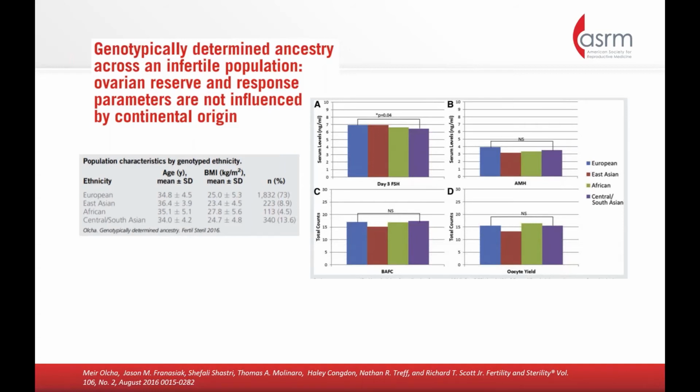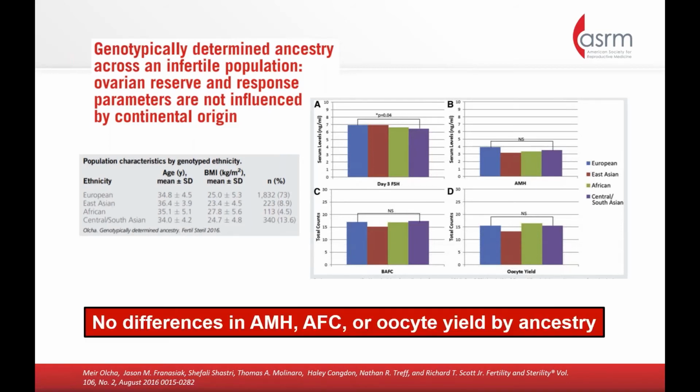There were, however, slight differences seen in FSH levels between patients of Central and South Asian ancestry versus European ancestry, and that's shown here. But those differences were not felt to be significant and were 6.46 versus 6.97. So basically, no differences seen in an infertile population in AMH, AFC, or oocyte yield by ancestry, but mild differences seen in FSH between Asian women and white women of unclear clinical significance.